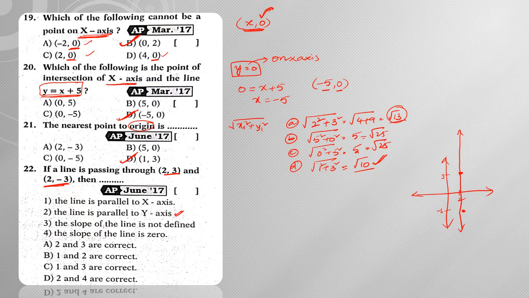So that means this is the correct answer. Next one, since it is a line which is parallel to the y-axis, and the slope of the y-axis is not defined, the slope of this parallel line is also not defined. So clearly 2 and 3 will satisfy, hence option A will be my answer here.